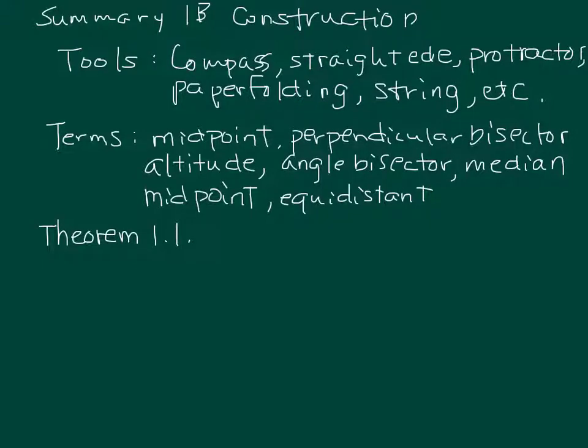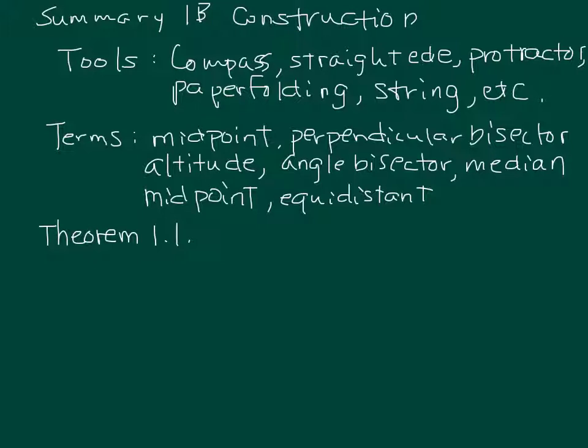This video is to summarize Investigation 1B, and Investigation 1B was about constructing. We constructed a lot of different figures using different tools such as compass, straight edge, protractors, paper folding. That's actually a new one. If you fold the paper in half, you can divide it into two. So with paper folding, if we fold it so that one segment matches the other, we are bisecting the segment. That's very easy to do.